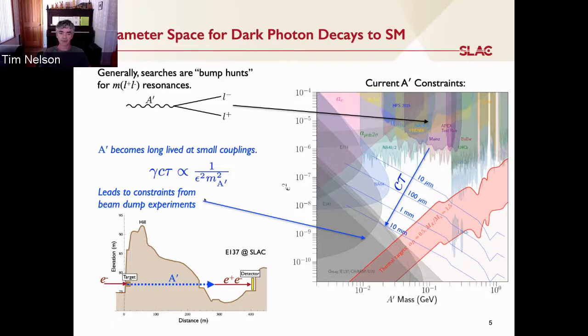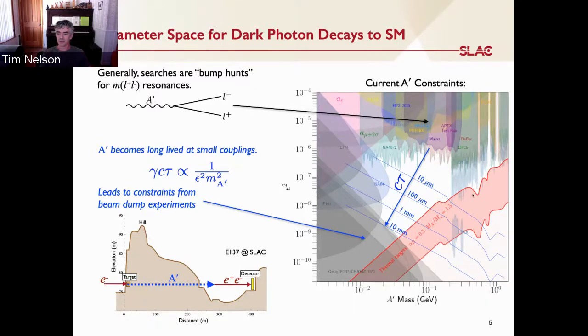This leads to constraints from beam dump experiments where I bring a very intense beam into a target, I have a shield downstream with a decay region and a detector. If the A prime becomes long-lived enough and I give it enough boost, then it can travel through this shield that screens out all the standard model backgrounds, and I can look for a signal in the detector downstream in time with my incoming beam. So that's what these constraints are down here.